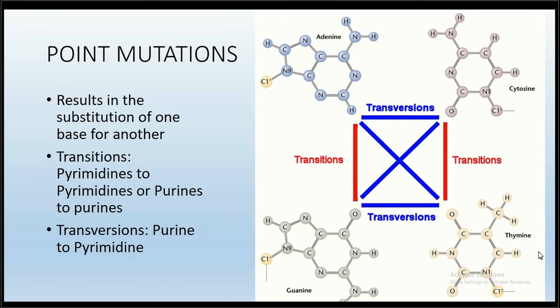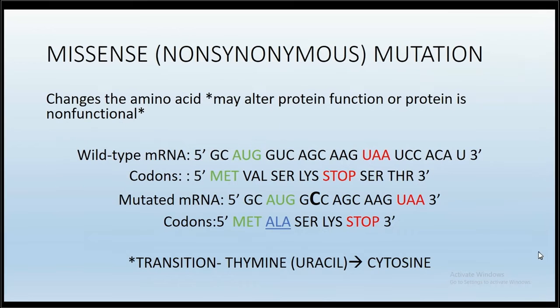So point mutations result in the substitution of one base for another. Transitions are pyrimidines to pyrimidines or purines to purines, and transversions would be purines to pyrimidines. So a transversion would be adenine to cytosine, or guanine to thymine, or guanine to cytosine, and a transition would be adenine to guanine or cytosine to thymine.